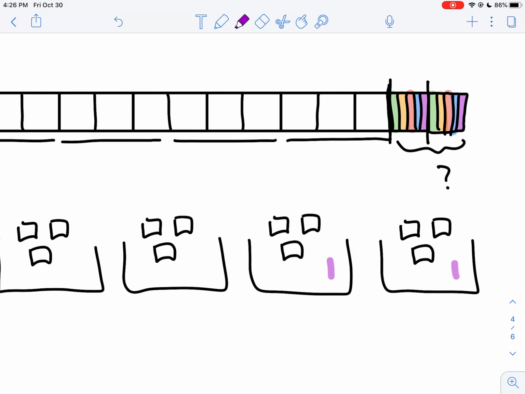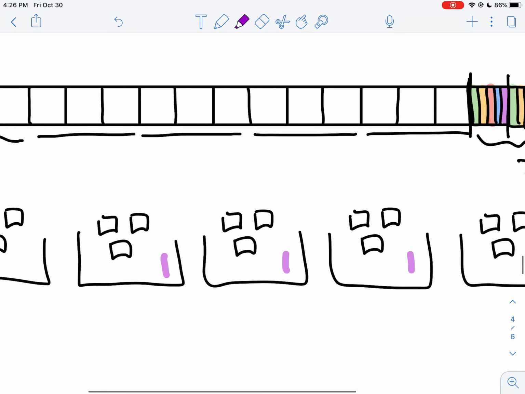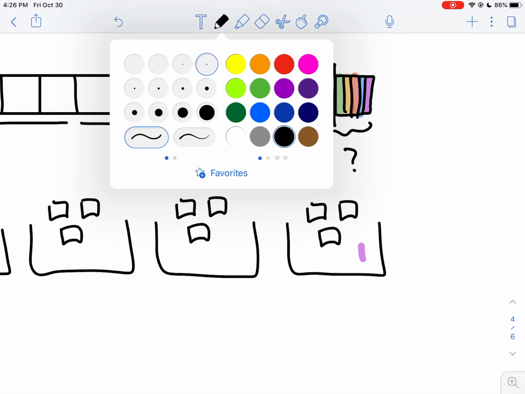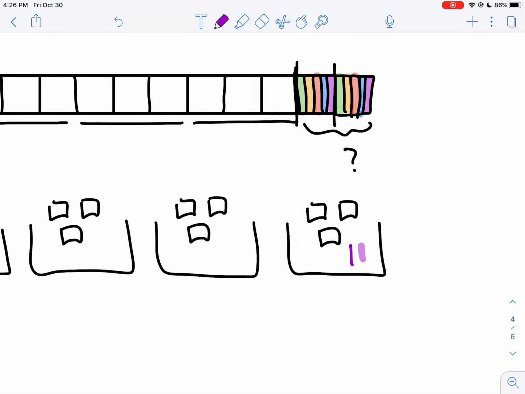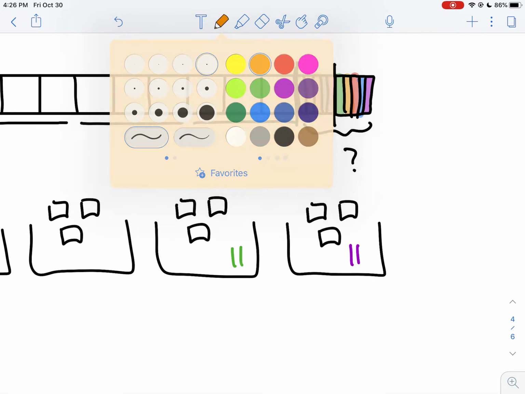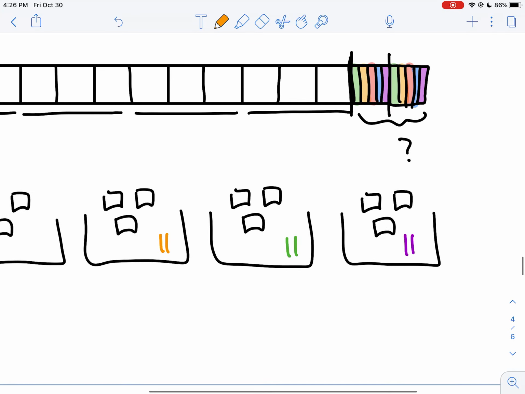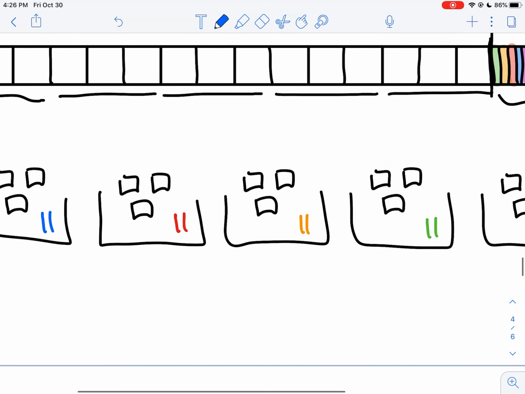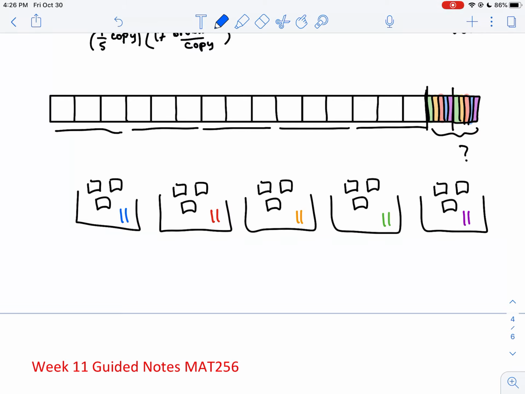Sorry, color coding's by kid. One kid's going to get 2 purple strips. We're color coding by kid. Let's just use that. One kid's going to get 2 green strips in no particular order. One kid's going to get 2 of those orange strips. One kid's going to get 2 of the red ones. And the last kid will get the 2 blue ones.